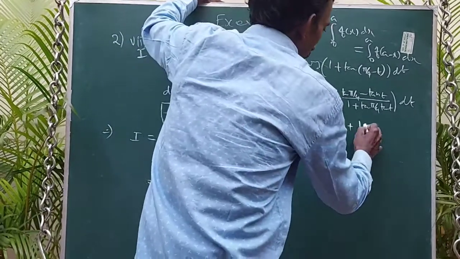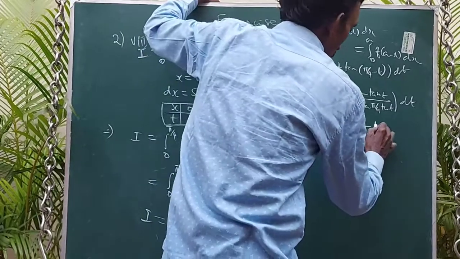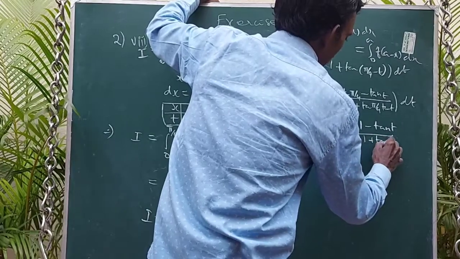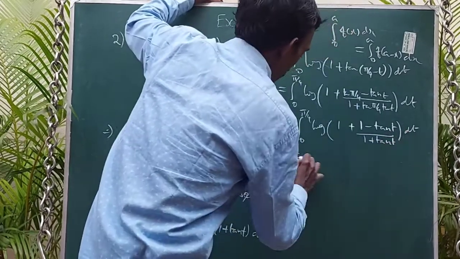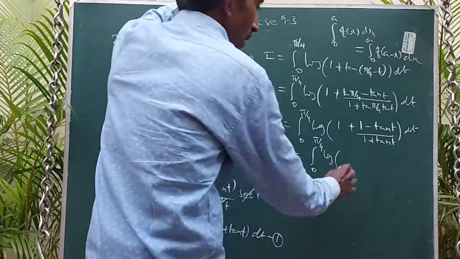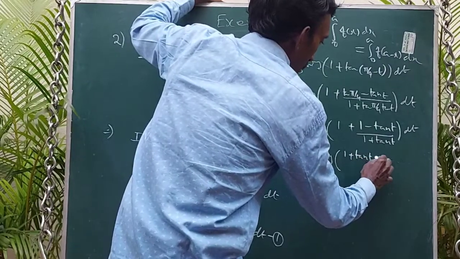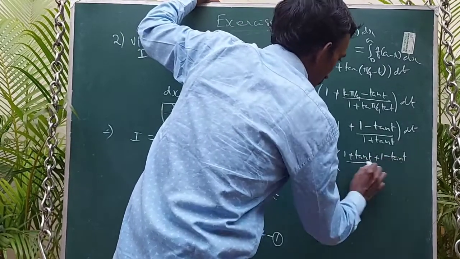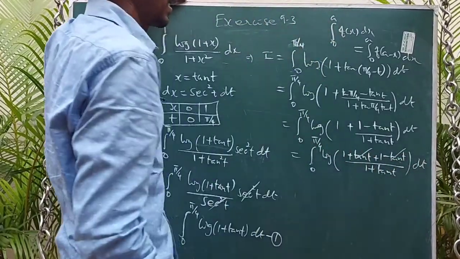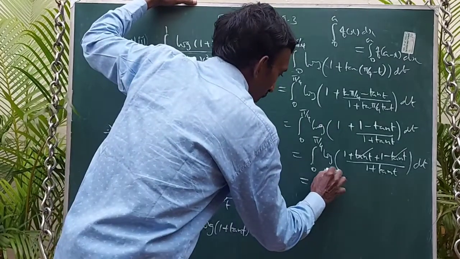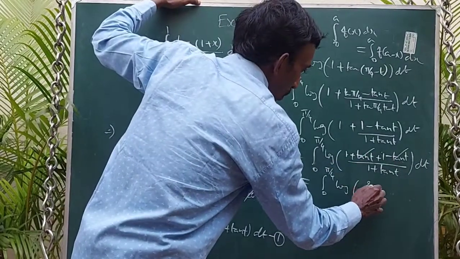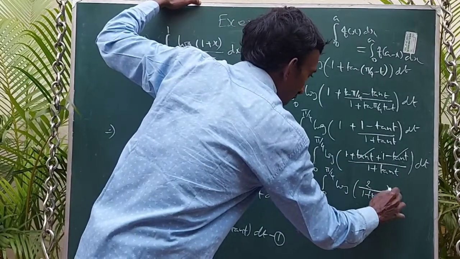tan 45 is 1. So 1 minus tan t by 1 plus tan t. Tan 45 is 1. So integral 0 to pi by 4 log of, if we take LCM, what we get, 1 plus tan t plus 1 minus tan t by 1 plus tan t into dt. So minus tan t plus tan t cancel. So integral 0 to pi by 4 log of 1 plus 1 is 2, 2 by 1 plus tan t into dt.